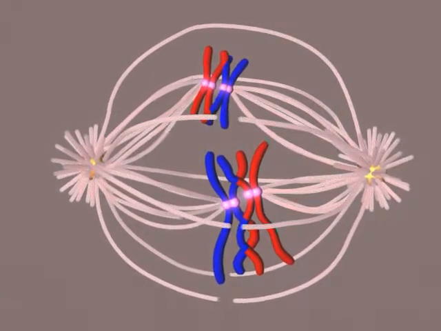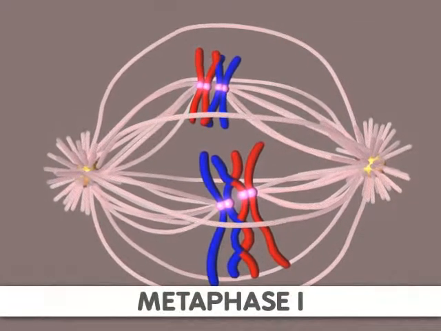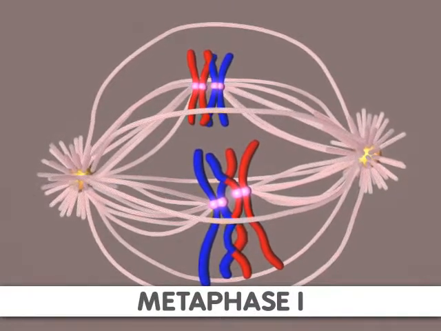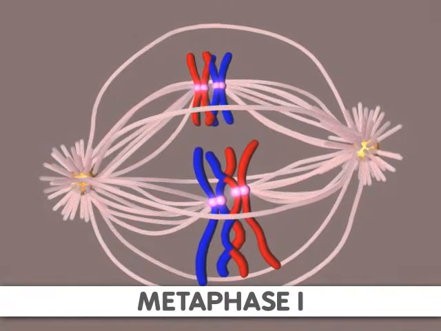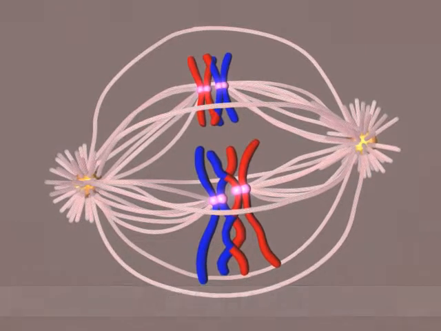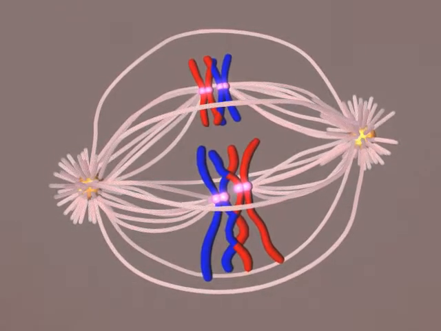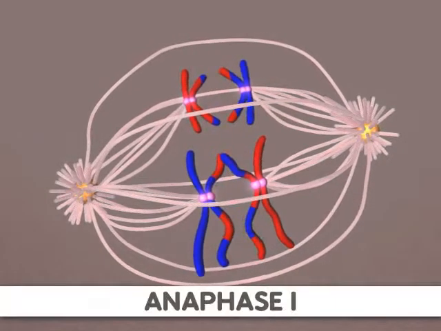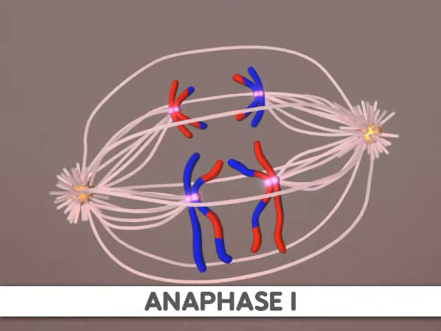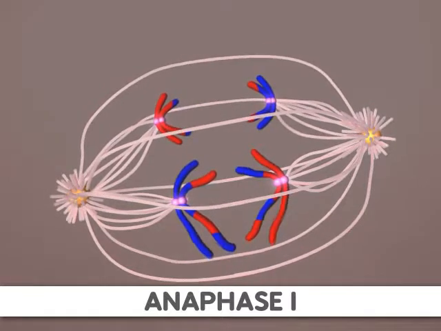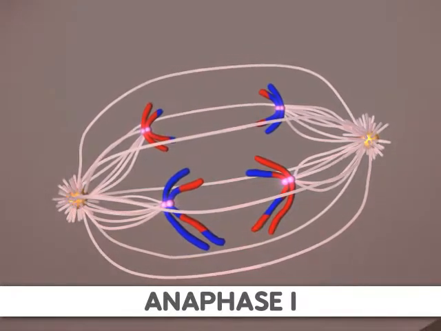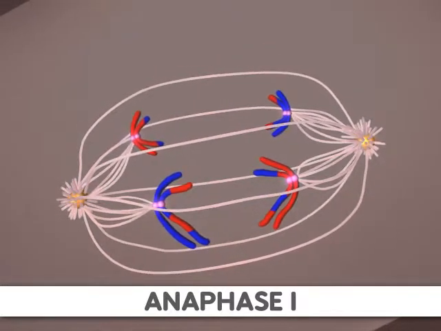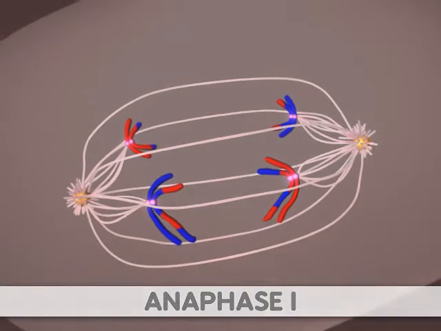The next phase of meiosis I is called metaphase I. Here, the synapsed chromosomes align at the equator of the cell. The chromosomes align randomly, which results in different combinations each time meiosis occurs. The next phase is anaphase I. During this phase, homologous chromosomes separate and migrate to the two poles of the cell. Importantly, the sister chromatids remain attached at their centromeres.